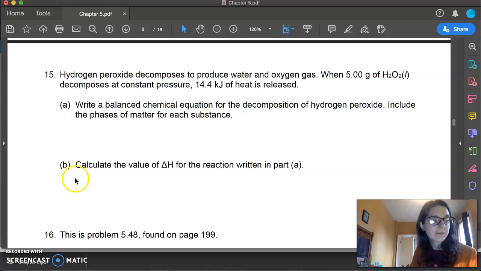We're going to take the 5 grams of H2O2, convert it to moles by dividing by the molar mass, which is 34.014. Then you get about 0.147 moles. Then we're going to divide the kilojoules released, 14.4, by 0.147 moles, and that equals 97.96 kilojoules per mole of H2O2.